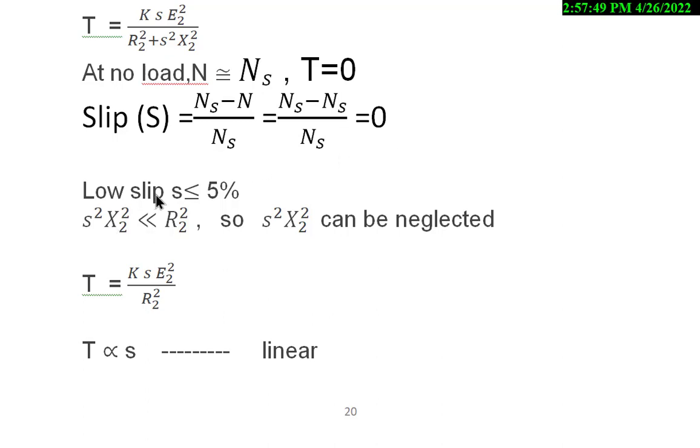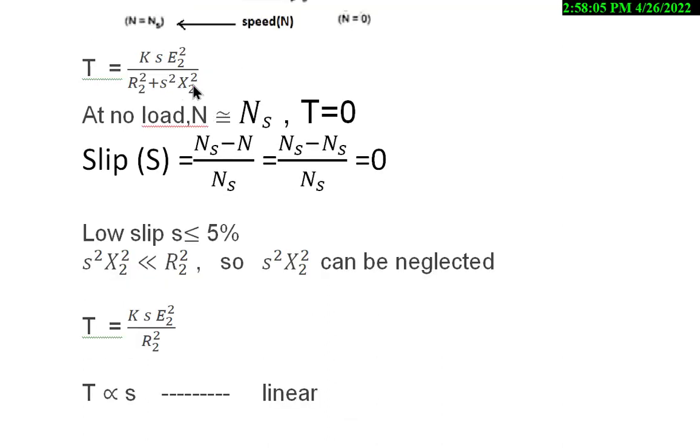Let us see then what is going to happen at low slip. What is low slip? Low slip means the slip of the motor is less than or equal to 5%. Under that condition, in the torque equation, S square X2 square will become a very small value, much less than R2 square, so that the (S X2) whole square can be neglected. Once it is neglected, the torque equation becomes: torque is equal to K into S into E2 square divided by R2 square.